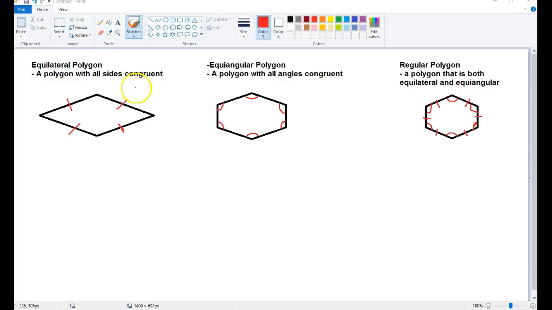So any shape you think of, as long as it doesn't have any curved sides, it's basically a polygon. Okay, so equilateral polygons are going to be ones that have only equal sides. So equilateral, equal sides. Equiangular polygons are going to have all the angles congruent. And the last one is regular, when they're both equilateral and equiangular. Next we're going to go into how to find the individual angles of each of these different polygons.